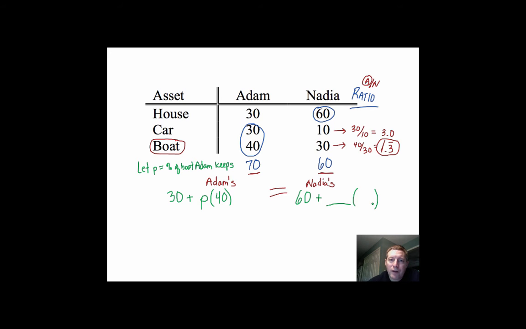So now here you got to follow carefully because this gets a little tricky. What percentage of the boat will Nadia get? Well, remember back here we said P was going to be the percentage of the boat that Adam keeps. Well, let's just make up a number just to think this through. What if P was 30%? What if it turned out that Adam's going to keep 30% of the boat? Doesn't that automatically mean that Nadia would keep 70% of the boat? We just subtract that from 1.